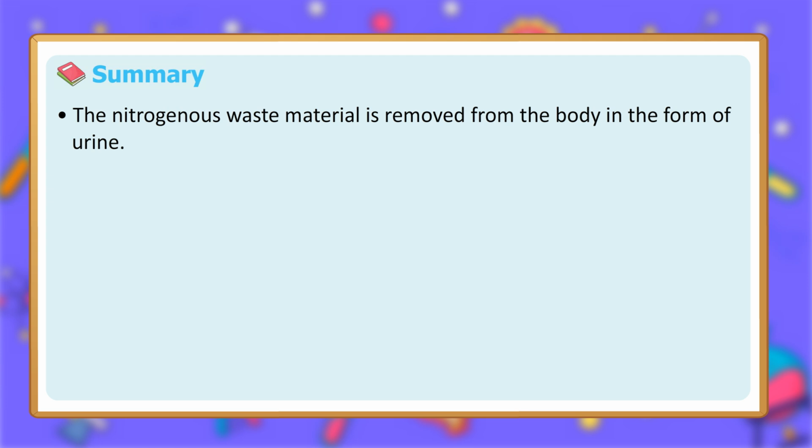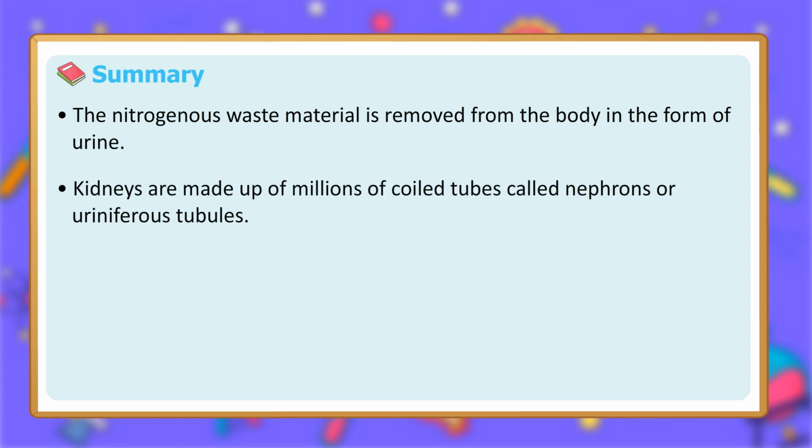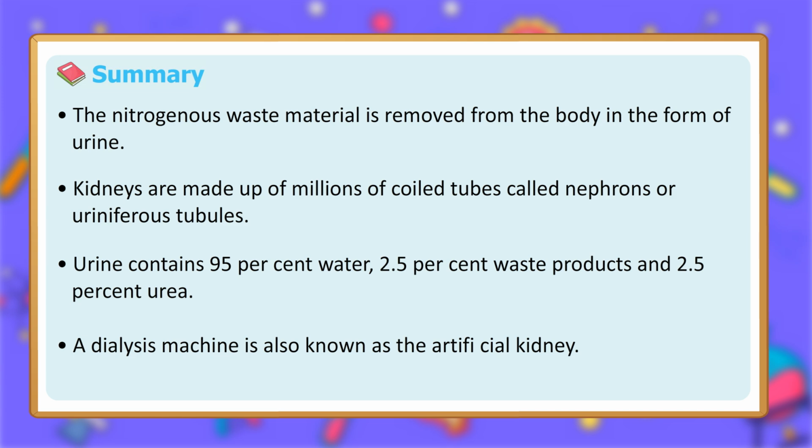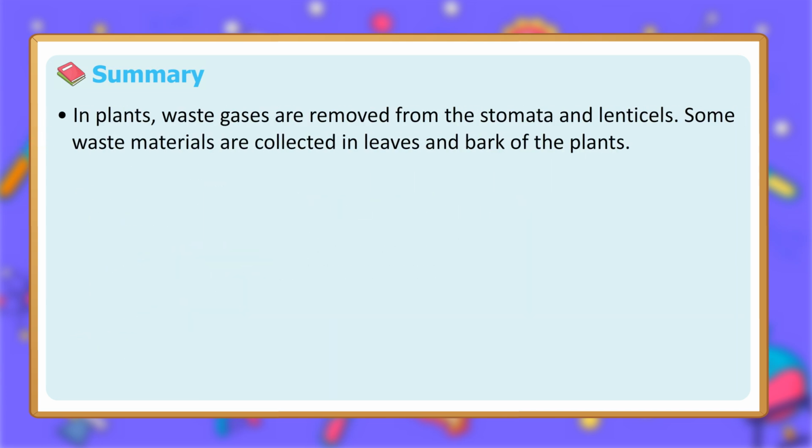The nitrogenous waste material is removed from the body in the form of urine. Kidneys are made up of millions of coiled tubes called nephrons or uriniferous tubules. Urine contains 95% water, 2.5% waste products and 2.5% urea. A dialysis machine is also known as the artificial kidney. In plants, waste gases are removed from the stomata and lenticels. Some waste materials are collected in leaves and bark of the plants.